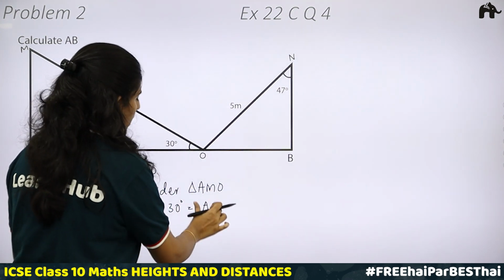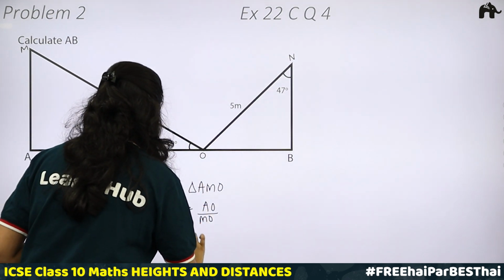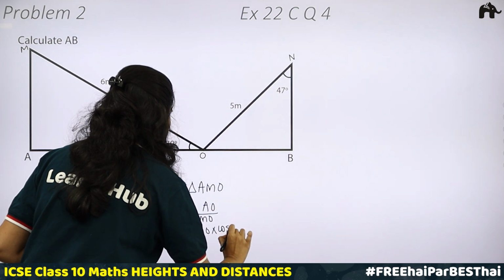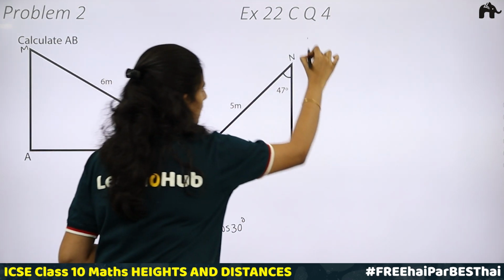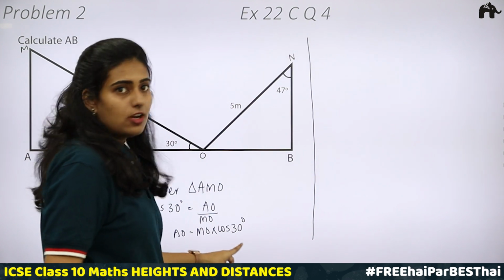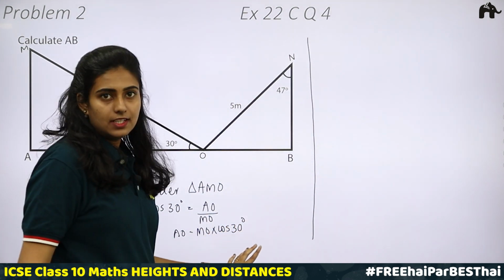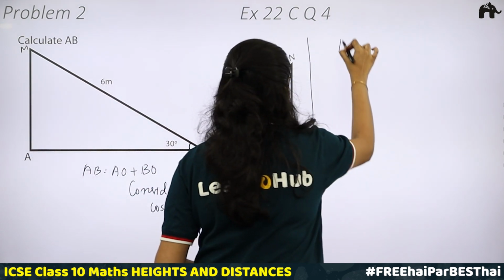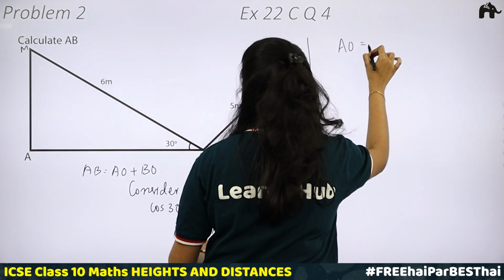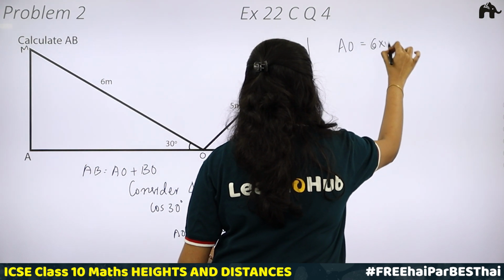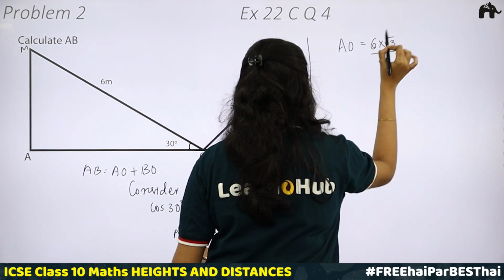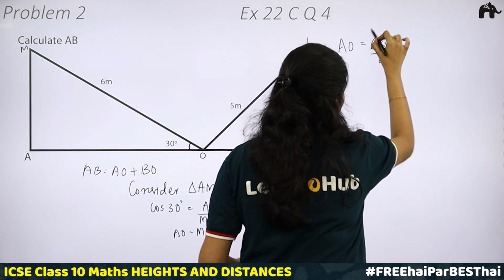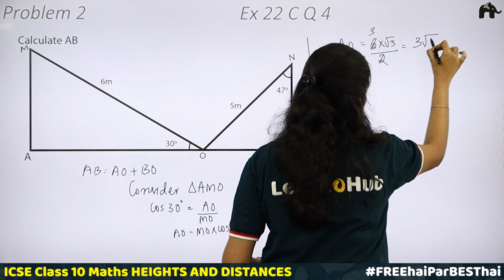Okay. We need to find AO. AO is equal to MO into cos 30 degree. Now what is the value of cos 30 degree? Cos 30 degree is equal to root 3 divided by 2. Therefore, AO is equal to, value of MO is 6, 6 into root 3 divided by 2, that is equal to, cancelling, we get 3 here, 3 root 3.